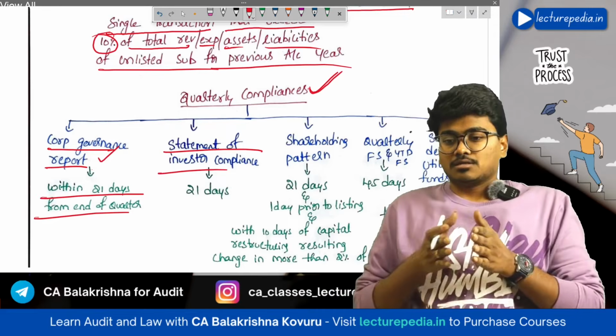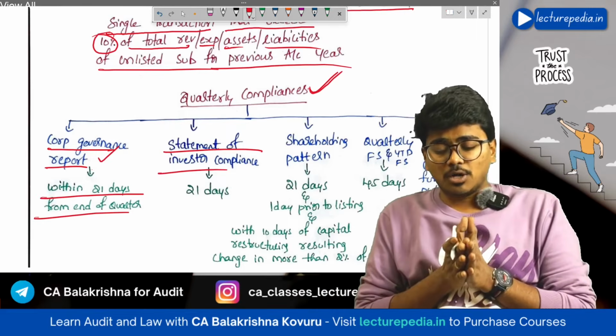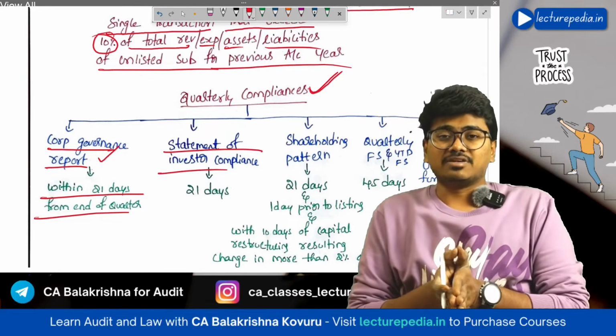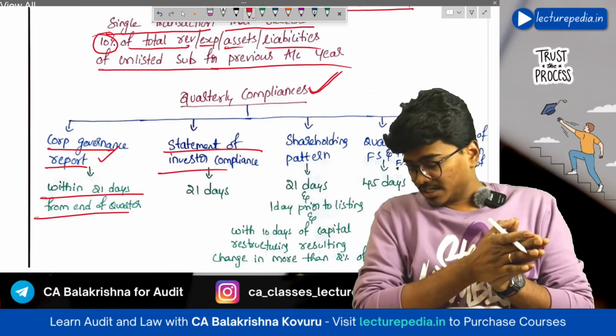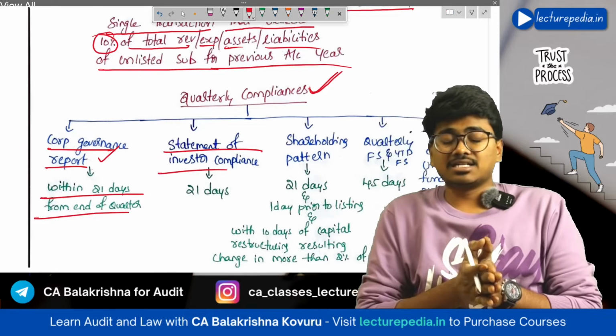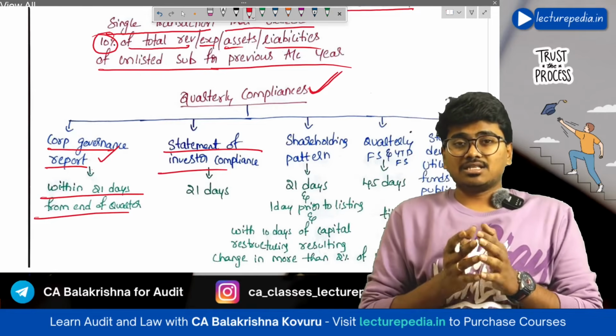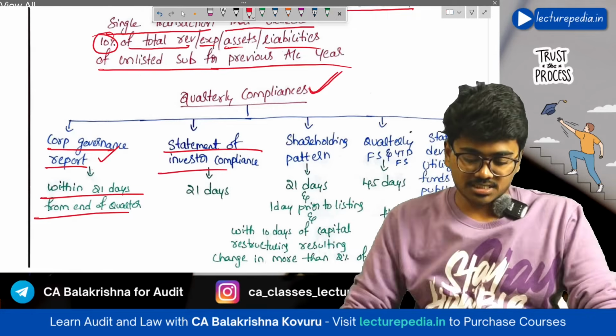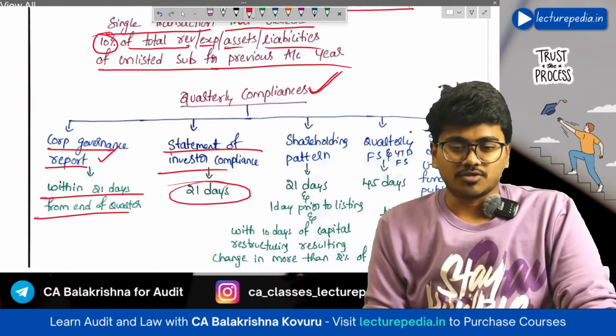Next, statement of investor compliance. Whether you have complied with all the regulations with respect to the investors, whether you have properly resolved all their grievances or not. Regarding this you need to submit a statement to the stock exchange within 21 days from the end of the quarter.